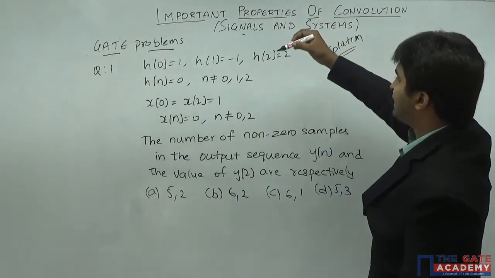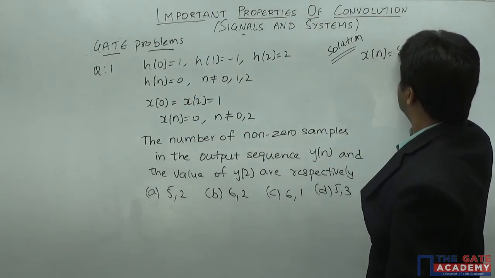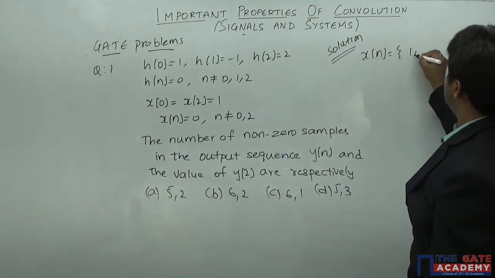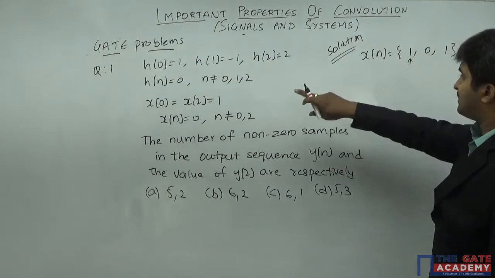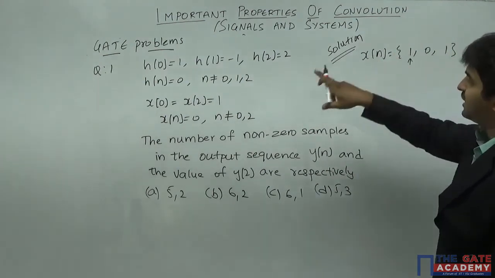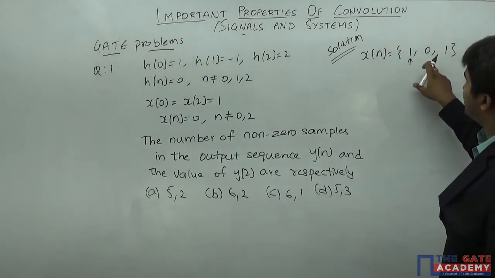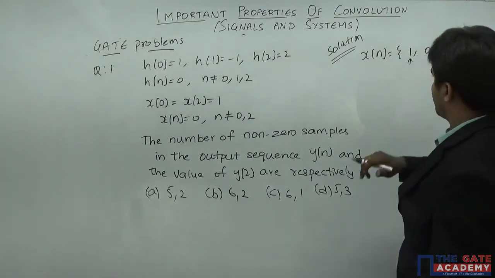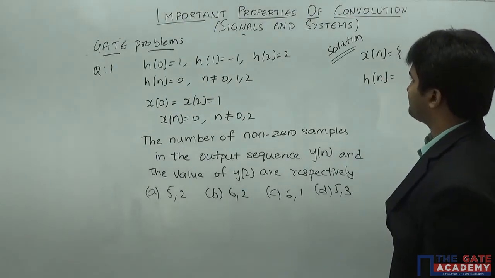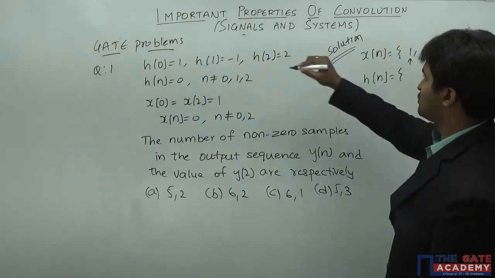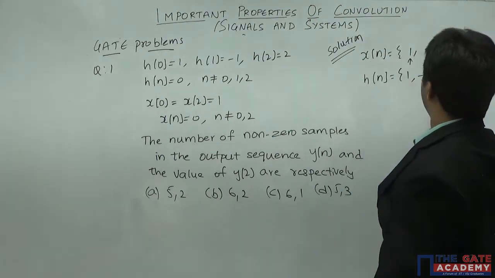If I want to write h of n and x of n in terms of samples, then x of n is going to be 1, 0, 1. Okay, x of 0 is 1, x of 2 is 1, and x of n is equal to 0 for the other values. All the other samples are going to be 0. x of 1 is also going to be equal to 0. Now h of n: h of 0 is equal to 1, h of 1 is going to be minus 1, h of 2 is going to be 2.